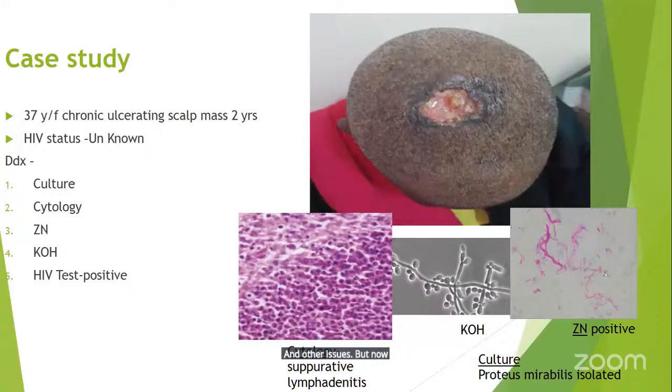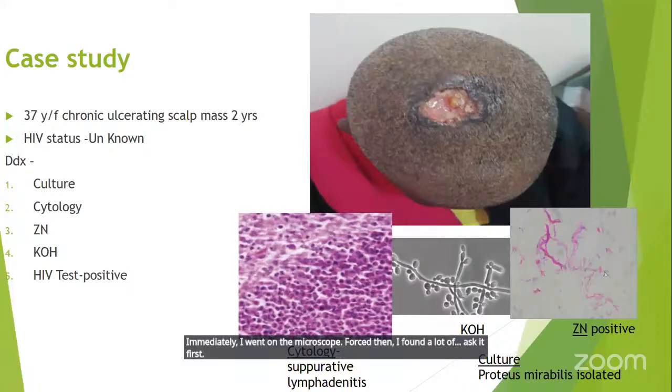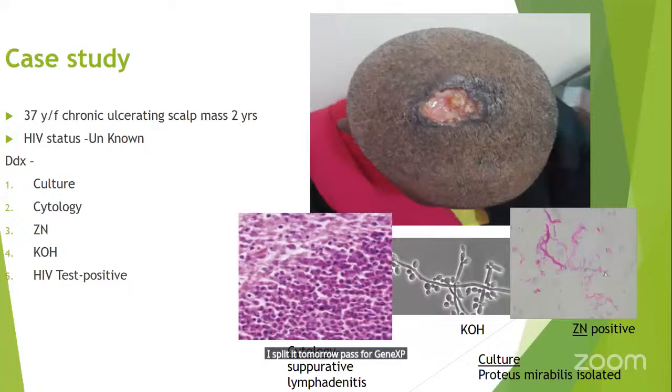But what made me happy is that immediately I went on the microscope for Ziehl-Neelsen, I found a lot of acid-fast bacilli, which was Ziehl-Neelsen positive. I also wanted to confirm. I aspirated more pus for GeneXpert and it turned out to be positive. And even fluorescent microscopy was positive. Then for culture, the report showed Proteus mirabilis. And also for KOH, I found a lot of these septate budding yeasts, as you can see here.